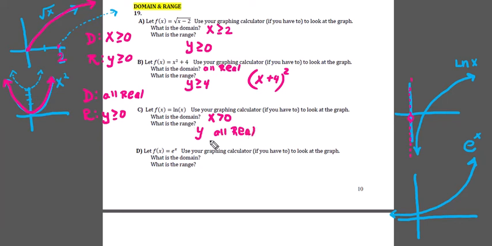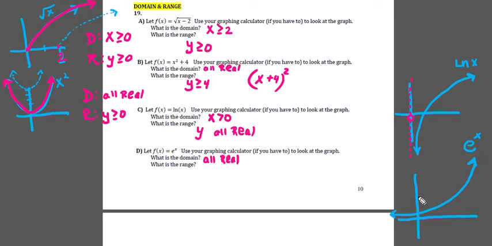So the range is all reals. So e to the x, this is the inverse function of ln x. This is the exponential growth function, starts low, goes up real quick. You can see all x's in the e to the x graph are accounted for. So the domain is all real.